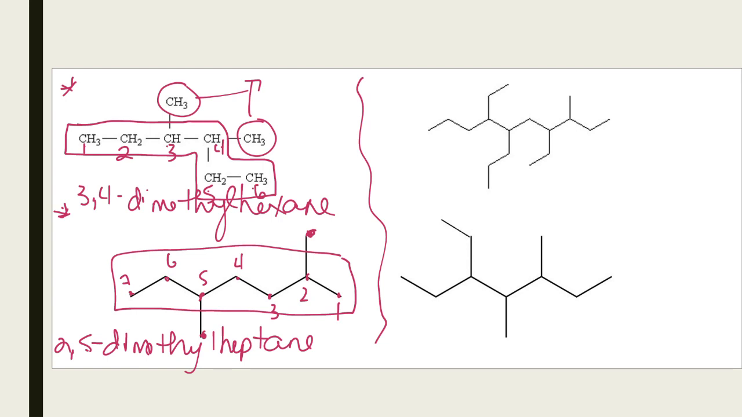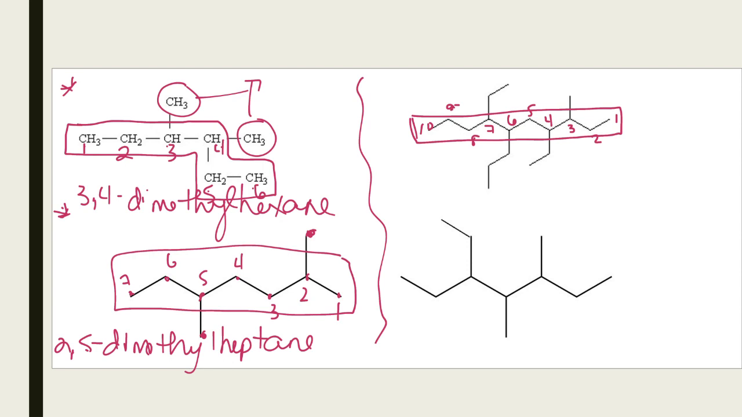Let's keep going here and let's do the next one. So right here, this one has a longest chain that is going straight across. You can kind of tell. And we want to start numbering it from the side closest to the first branch. So we're going to number from this side. So 1, 2, 3, 4, 5, 6, 7, 8, 9, and 10. So we have a 10 carbon parent in this case.